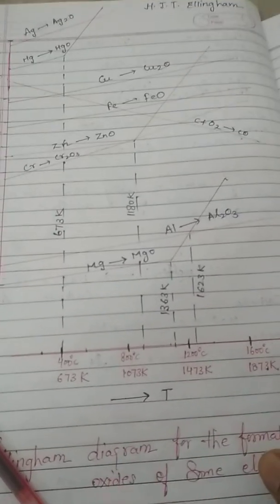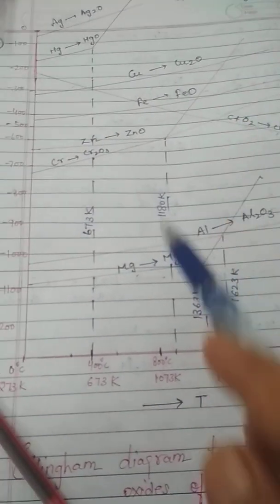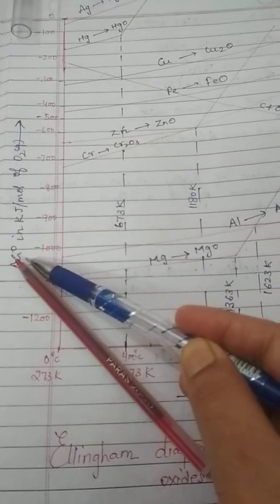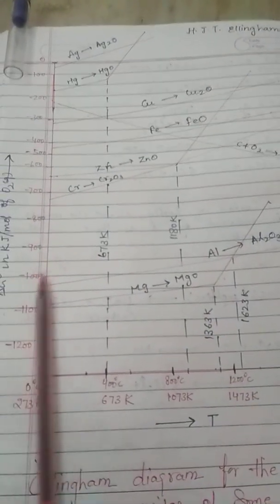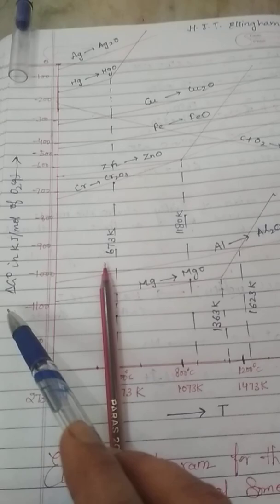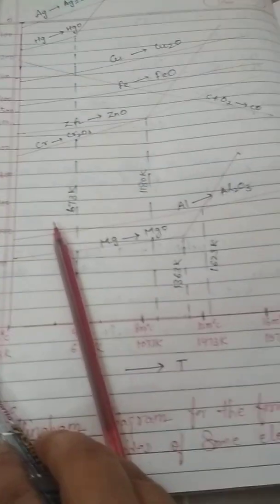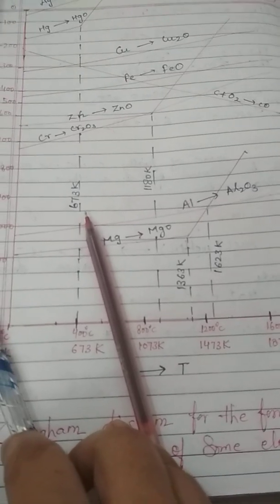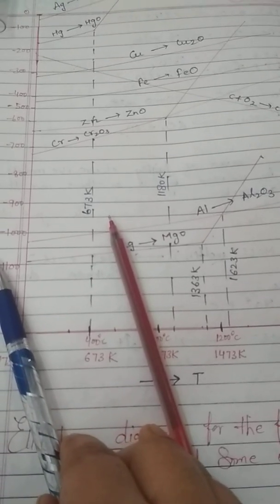particular metal. This diagram was given by H.J.T. Ellingham. This diagram is nothing but the graphical representation of del G naught of oxygen in kilojoule per mole versus the absolute temperature. As we are able to see, it is the graph between the absolute temperature and the value of del G naught for oxygen. With the help of this graph we would be able to check whether the reaction would be feasible or not. What is del G naught? Del G naught is the Gibbs-Helmholtz free energy change.